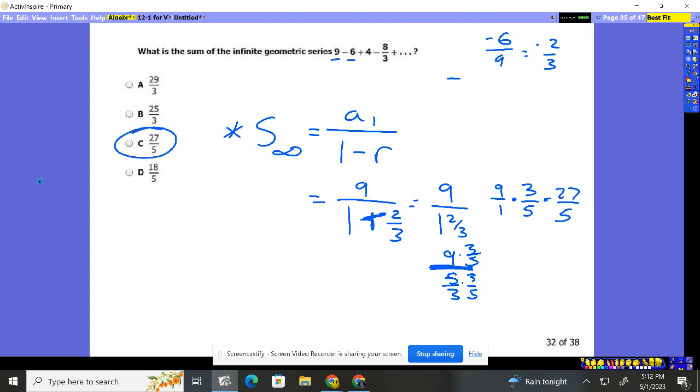Choice C. Now, if you weren't sure, you could grab the calculator, do 9 divided by that 1 2/3, get the decimal, change each of these answers to a decimal and see which one matches it up. As a decimal, this is what? 5.4. So if you do that, you're going to get 5.4, and that matches C.